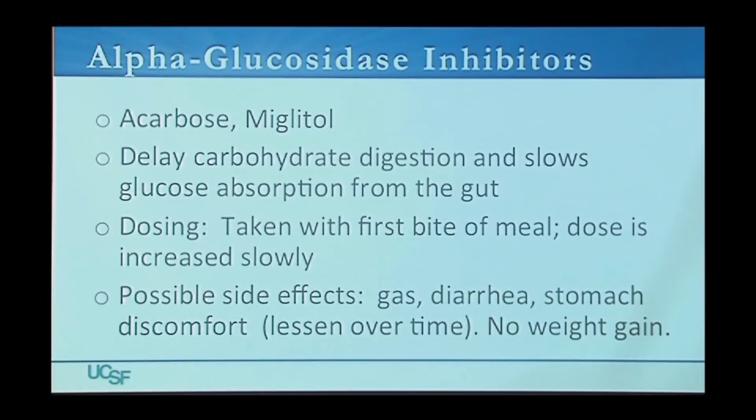Okay, moving on to another class that is actually really uncommonly used, the alpha-glucosidase inhibitors. We have two kinds, acarbose and miglitol. The way this family of medicines works is that they bind to enzymes in your small intestines that are responsible for digesting carbohydrates. So it just slows the digestion down. All the carbohydrate or sugar from your meal still gets absorbed, but just more slowly, allowing your body more time to handle all the sugar from your meal.